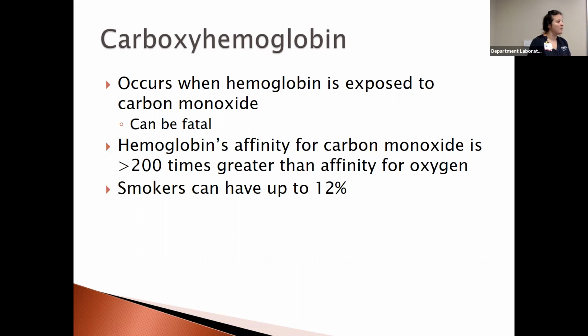Oftentimes you'll see this in smokers. Smokers can have up to a 12% level of carboxyhemoglobin, and that's just because the carbon monoxide is incorporated into their hemoglobin. Smokers are used to it. How they compensate for that is they're going to have what we call relative polycythemia. So they're going to have an increased hematocrit, increased red cell mass. They're going to have more red cells to improve their oxygen carrying capabilities. That's what happens in smokers.